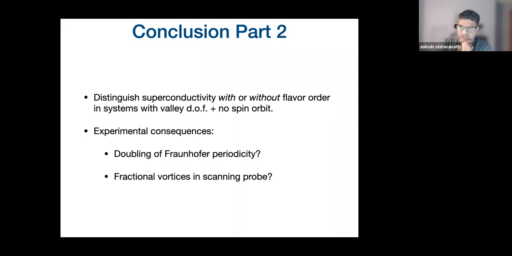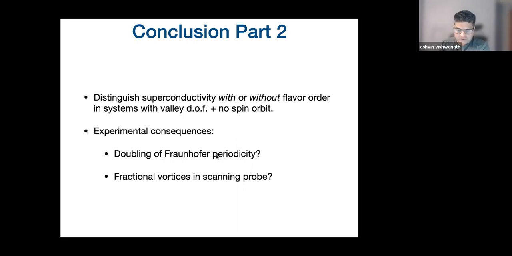Okay, so the main point I want to make over here is that it's important to distinguish 2 cases when you have orbital degrees of freedom, superconductors with and without flavor order. Okay, and when you do not have flavor order, interesting things can happen, and in some sense they must, when you have weak spin orbit coupling.